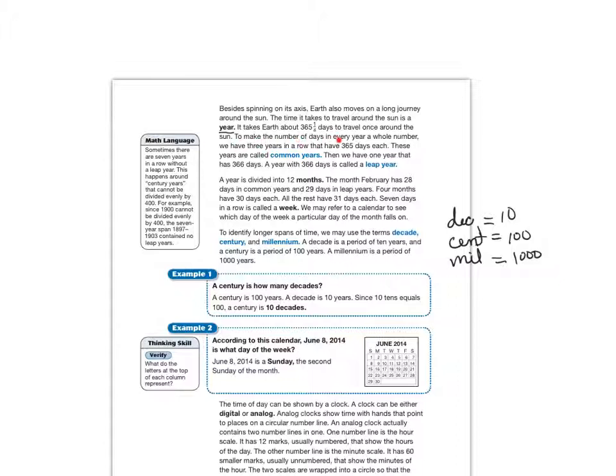To make the number of days in every year a whole number, we have 3 years in a row that have only 365 days in them. These are called common years. This is a term you would put in your journal. We also have years that have 366 days. That happens only once every 4 years, and that's called a leap year.